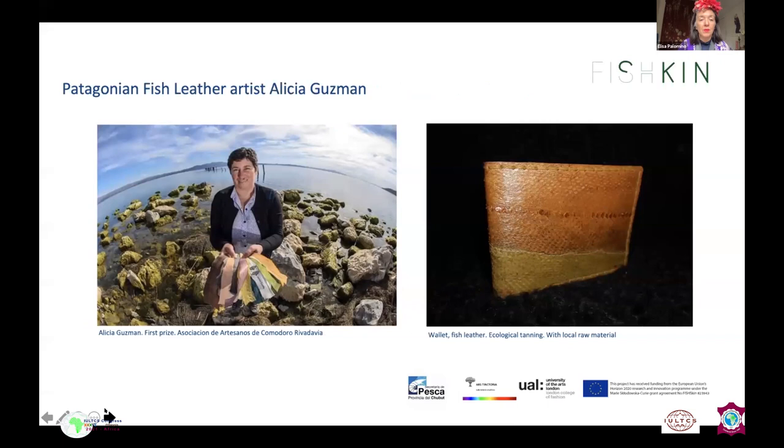In this slide, you can see the photograph of Alicia Guzman. She's also a student of Fabian, and she's from Chubut. She's a leather tanning teacher, and she uses a lot of the fish waste from the effluents in the area where she lives in Chubut. She's been using it to tan different fish leathers and to produce items like this fish leather wallet that you can see on the right-hand side.